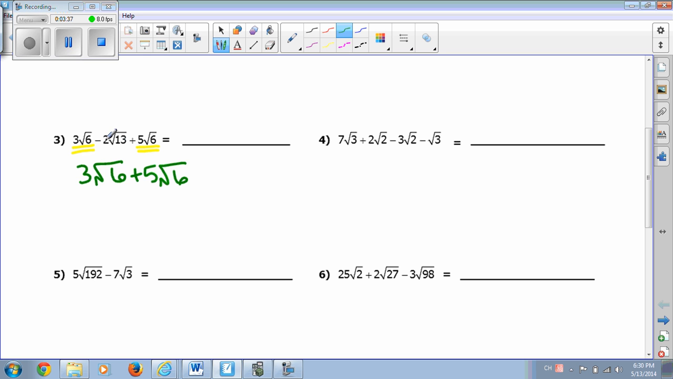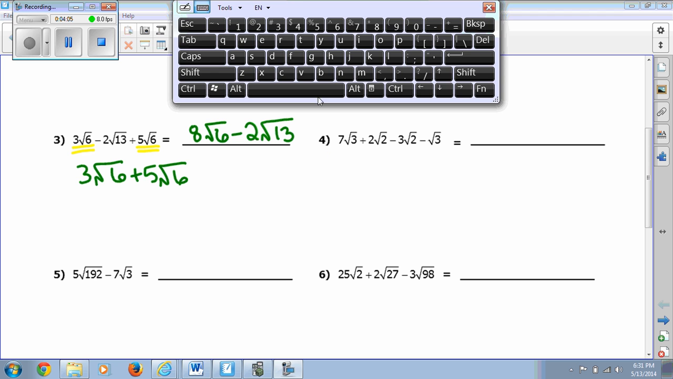The square root of 13 cannot be combined here. So 3 square root of 6 plus 5 square root of 6 is 8 square root of 6. And since the minus 2 square root of 13 cannot be combined, we just attach this at the end. So you're only combining the things that have the same number underneath the radical. Okay, go ahead and pause this video again and try number 4 on your own.